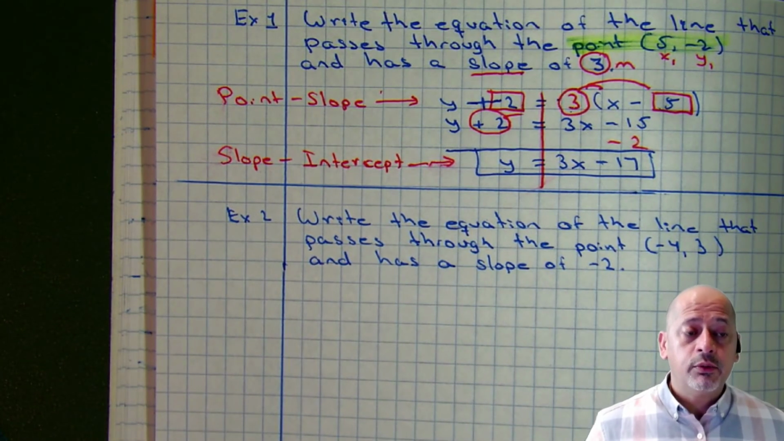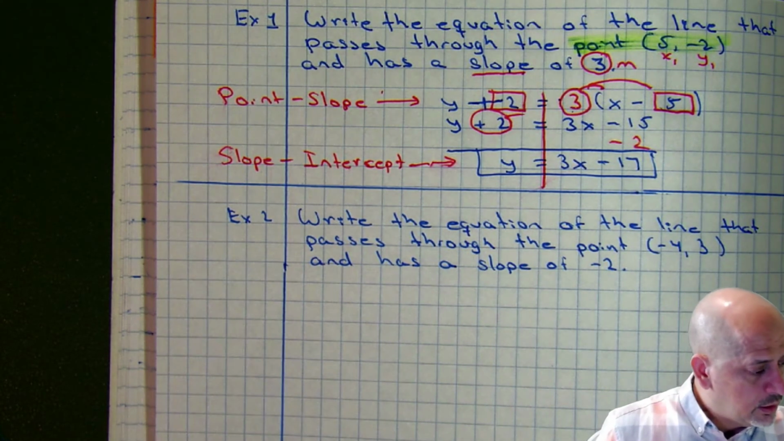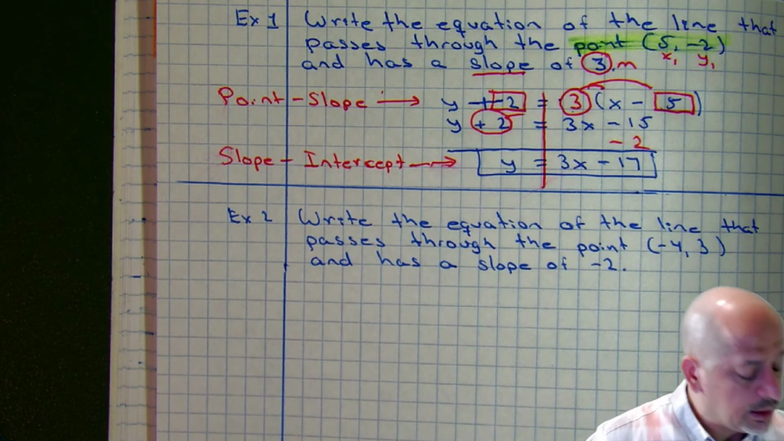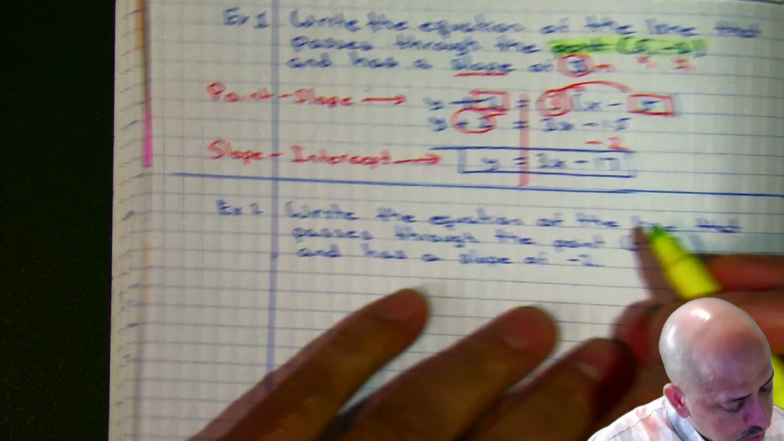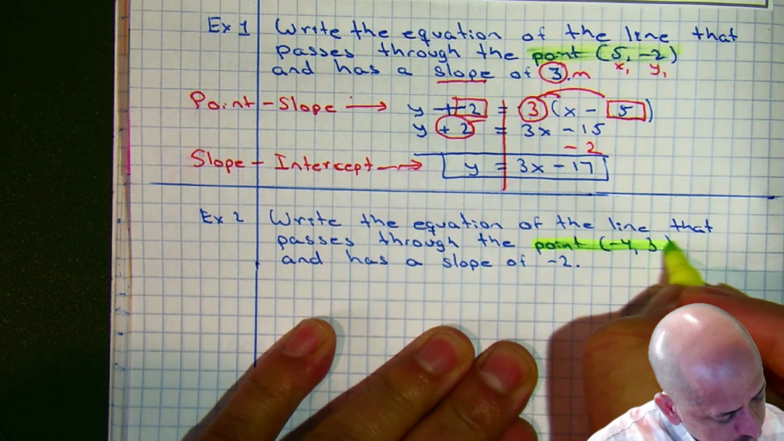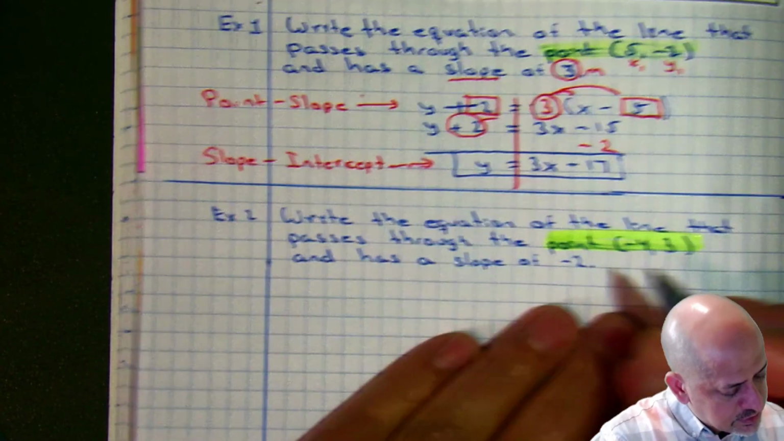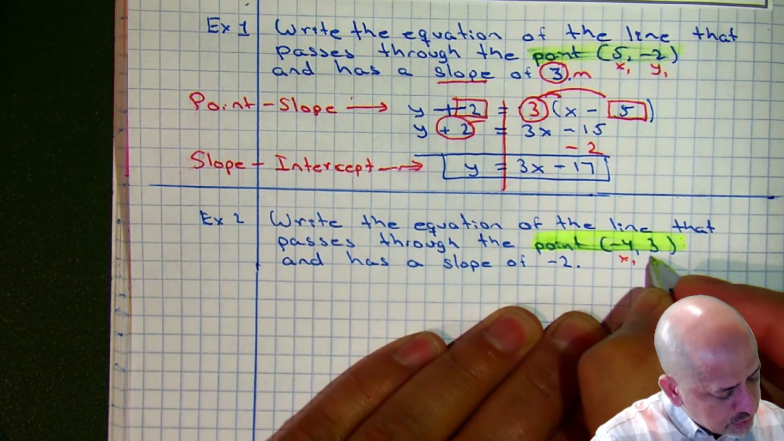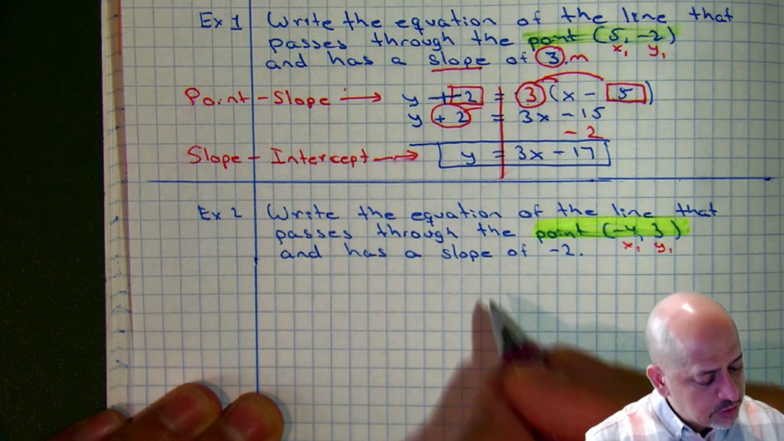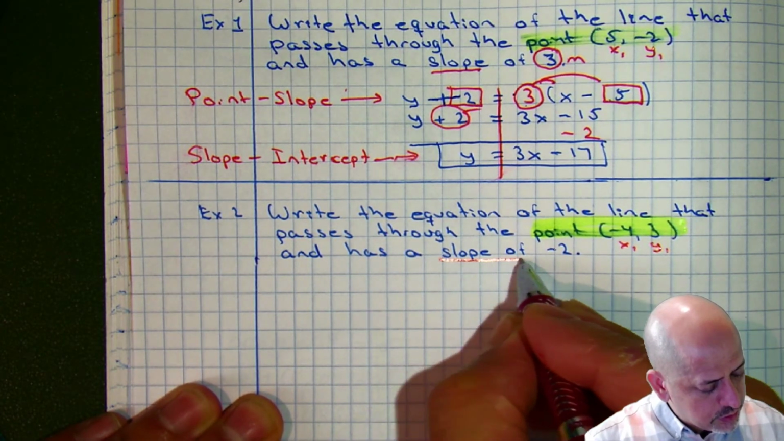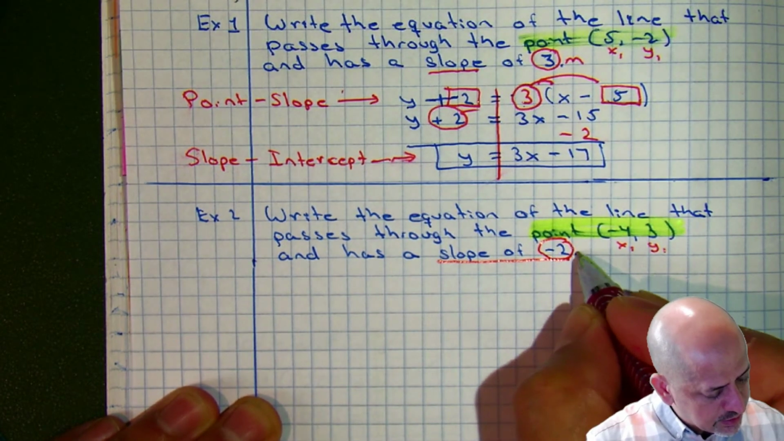So let's read through it and highlight the key things just like we've done before. I'm going to highlight my point, and I'm going to label x1 and y1. So this is my point. Now I'll go and label it. This is x1, y1. And now my slope, I'm going to underline the words slope of, and I'm going to circle the negative 2 because I know that is my m.